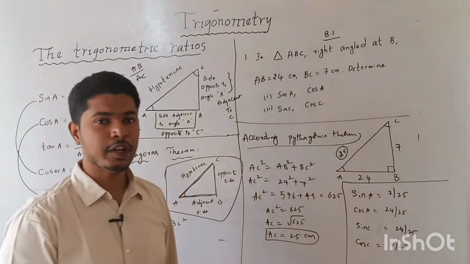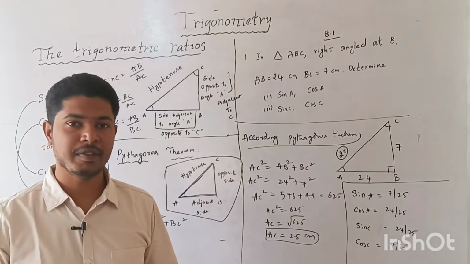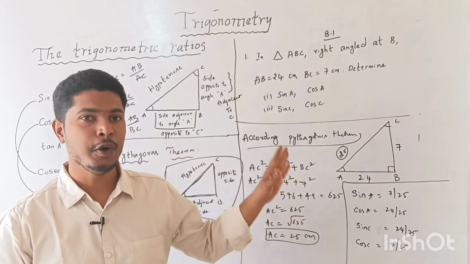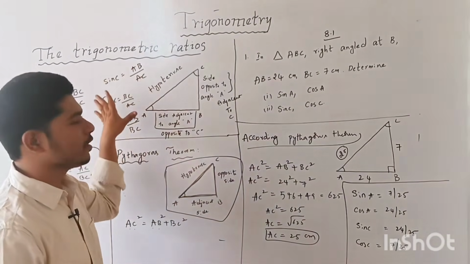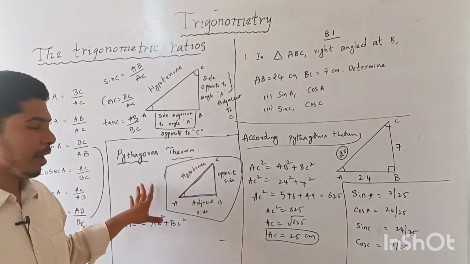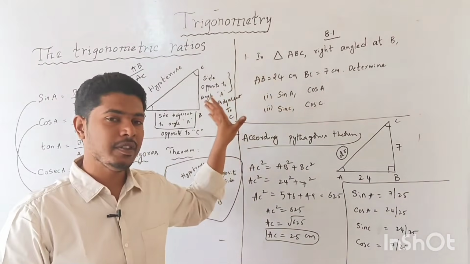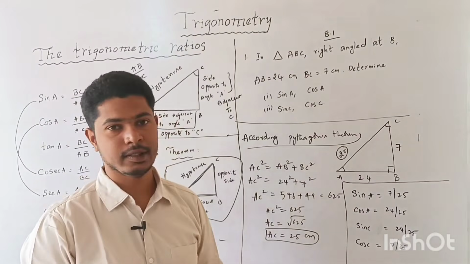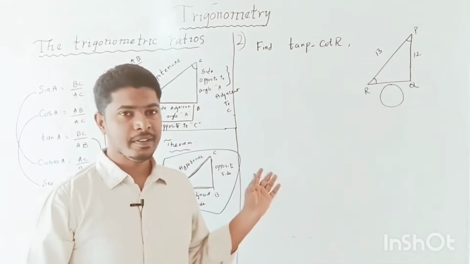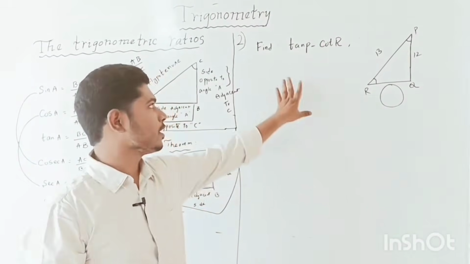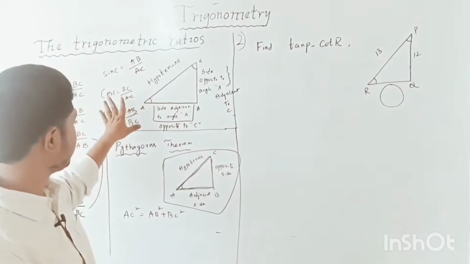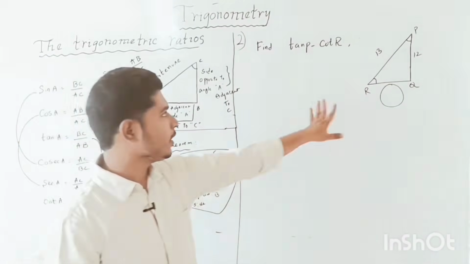This is the way to solve all the questions in the 8.1 exercise. Before we solve any question in the 8.1 exercise, we have to know the trigonometric ratios and Pythagoras theorem, and with the help of these we can solve all the questions. In 8.1 we completed the first question and this is the second question. This second question also we can solve with the help of the trigonometric ratios and Pythagoras theorem.